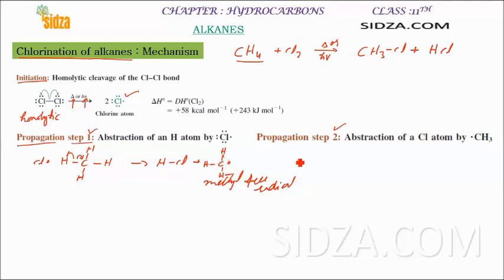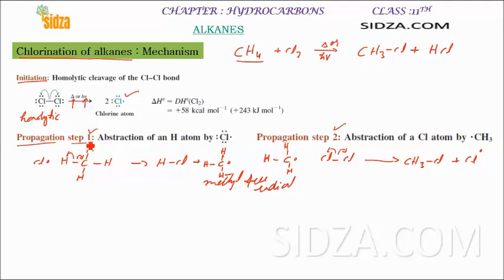The same methyl free radical, now in step number 2, reacts with another chlorine molecule, the Cl2 molecule. Here again, the methyl free radical attacks the Cl2 molecule and takes one chlorine, due to the homolytic bond fission in the Cl2 molecule. This chlorine reacts with the CH3 and forms CH3Cl, plus you get one chlorine free radical now.